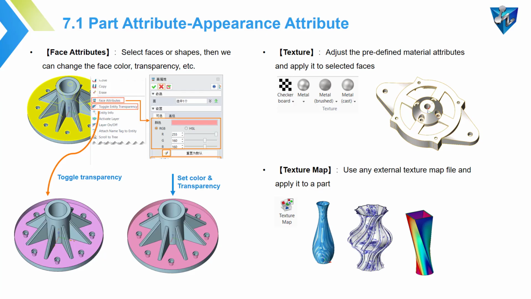First, let's talk about appearance attribute. We can set face attribute for a part, a shape, a feature, or single face, including color attribute, transparency, shine, and etc. Besides that, there are some internal material texture inside ZW3D, so that we can apply them to the face or shape. Moreover, we can cover external image to the part face. Now let me show you more details in ZW3D application.